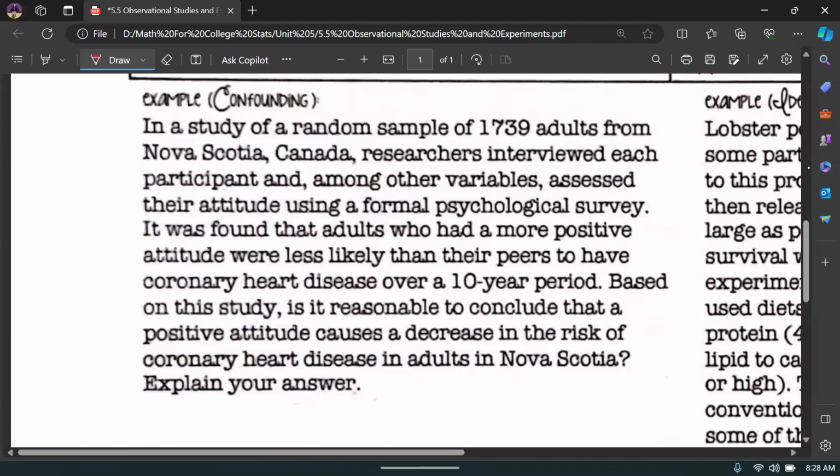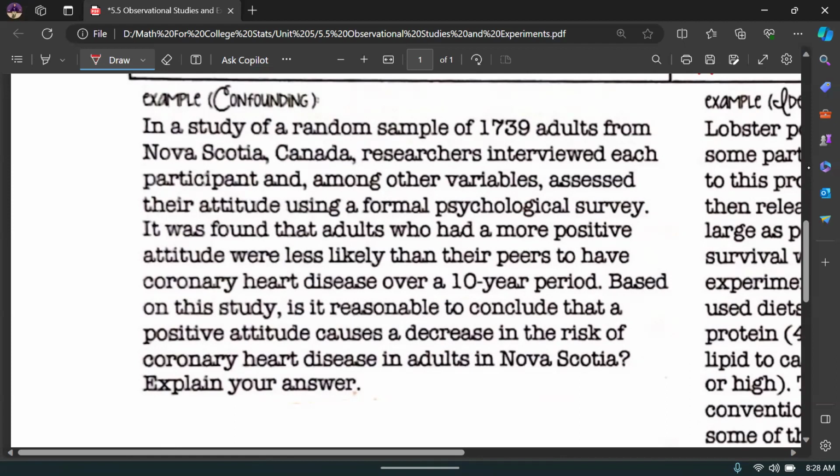All right. So our first example about confounding variables. In a study of a random sample of 1,739 adults from Nova Scotia, Canada, researchers interviewed each participant and, among other variables, assessed their attitude using a formal psychological survey. It was found that adults who had a more positive attitude were less likely than their peers to have coronary heart disease over a 10-year period. Based on this study, is it reasonable to conclude that a positive attitude causes a decrease in the risk of coronary heart disease in adults in Nova Scotia?